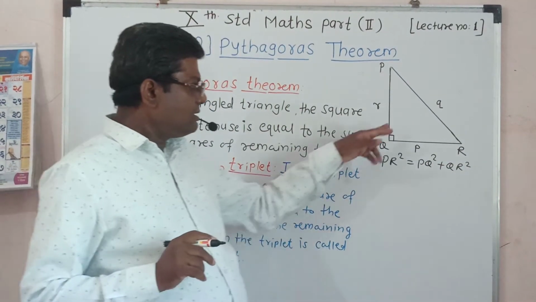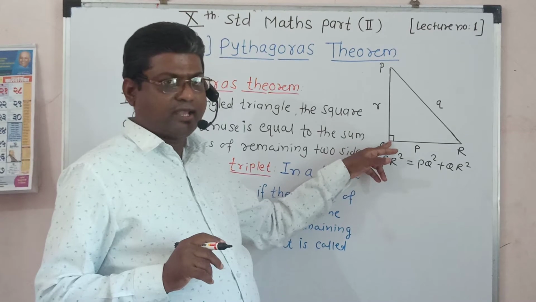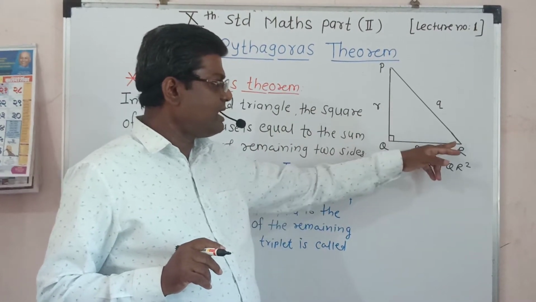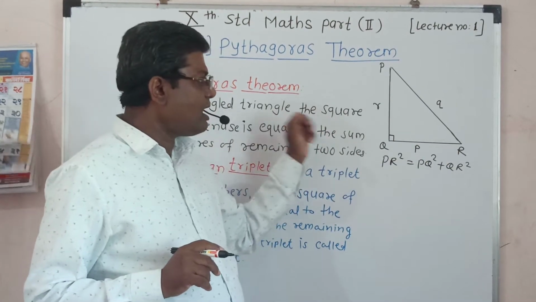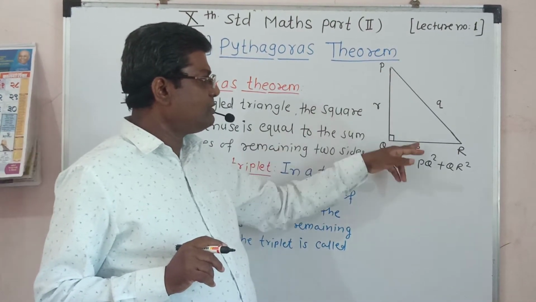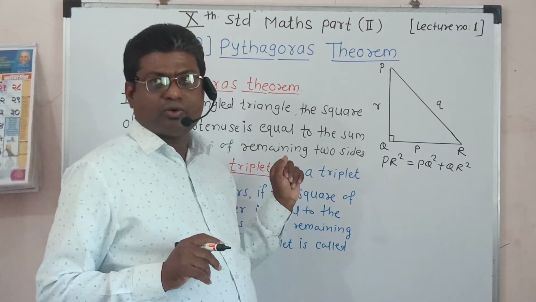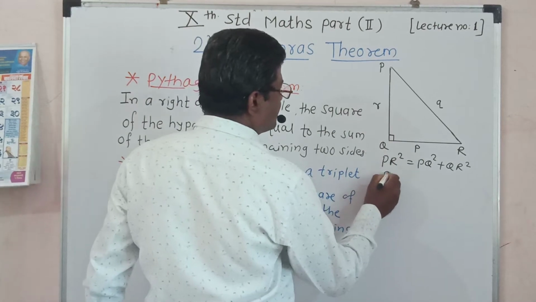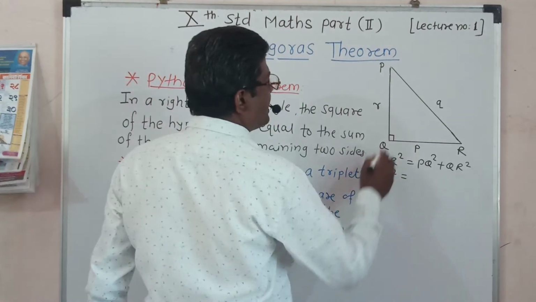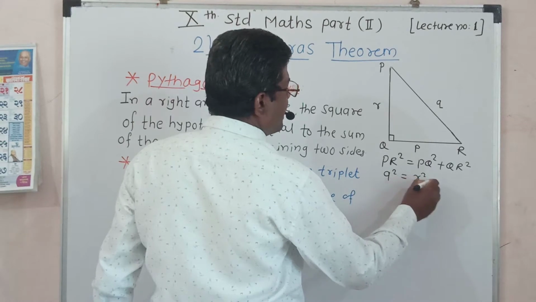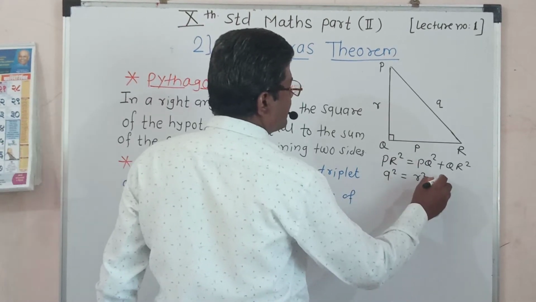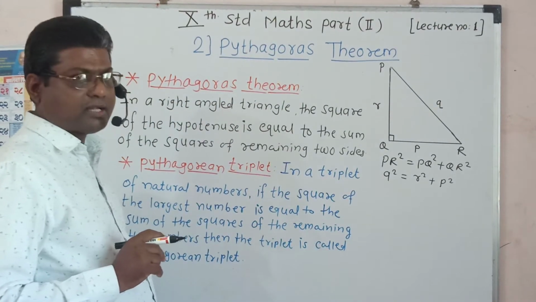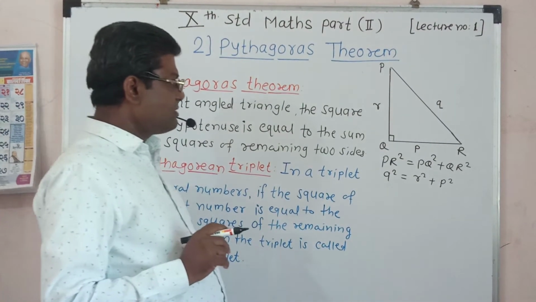Now side opposite to the vertex Q is denoted by a small q. Side opposite to vertex capital R is denoted by small r, and side opposite to vertex P is denoted by small p. Then we have PR square means q square is equal to PQ square is r square plus QR square is p square. Thus q square is equal to r square plus p square.